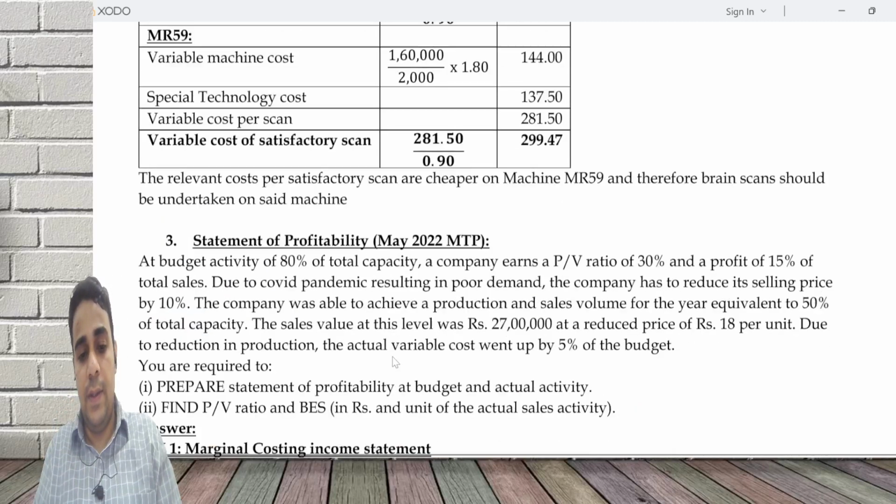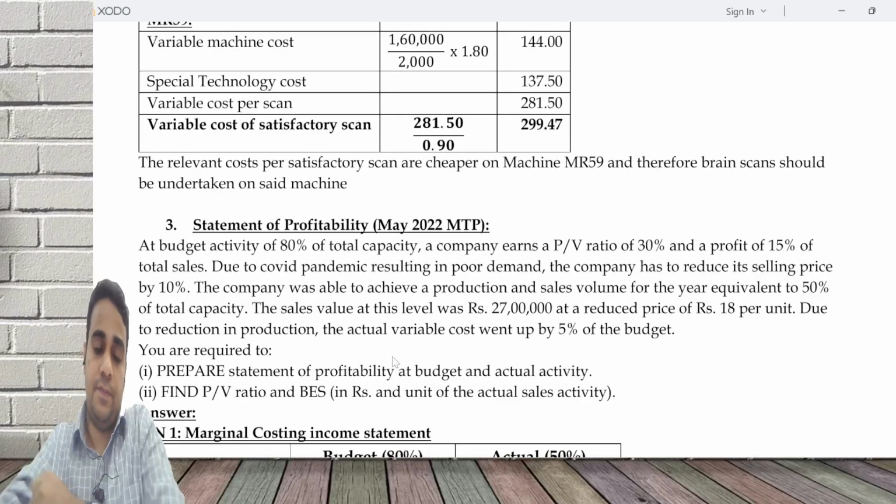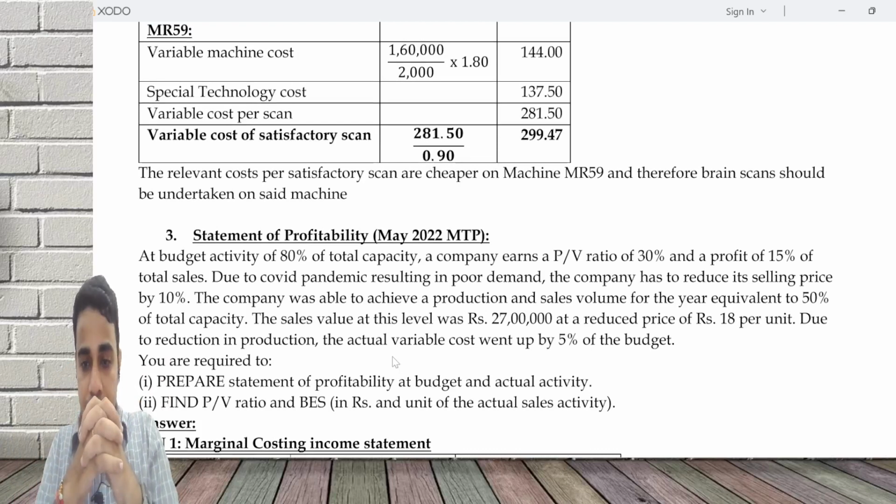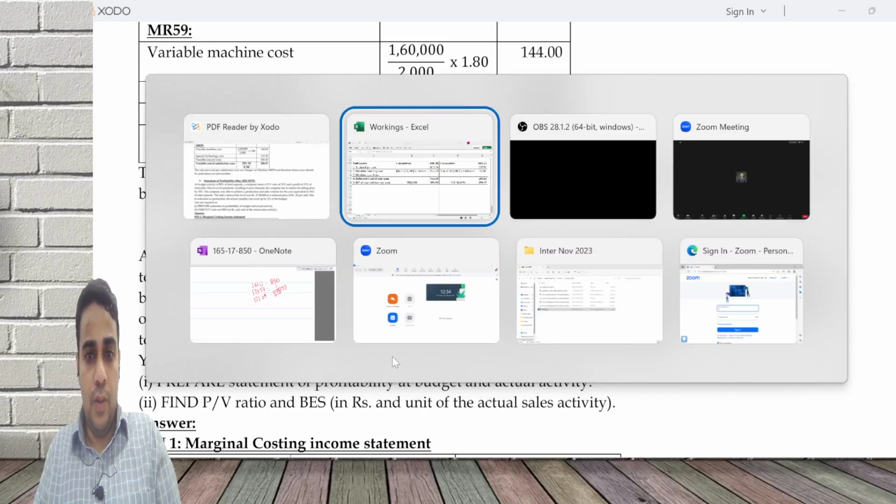Go through question 3. Go through the problem.